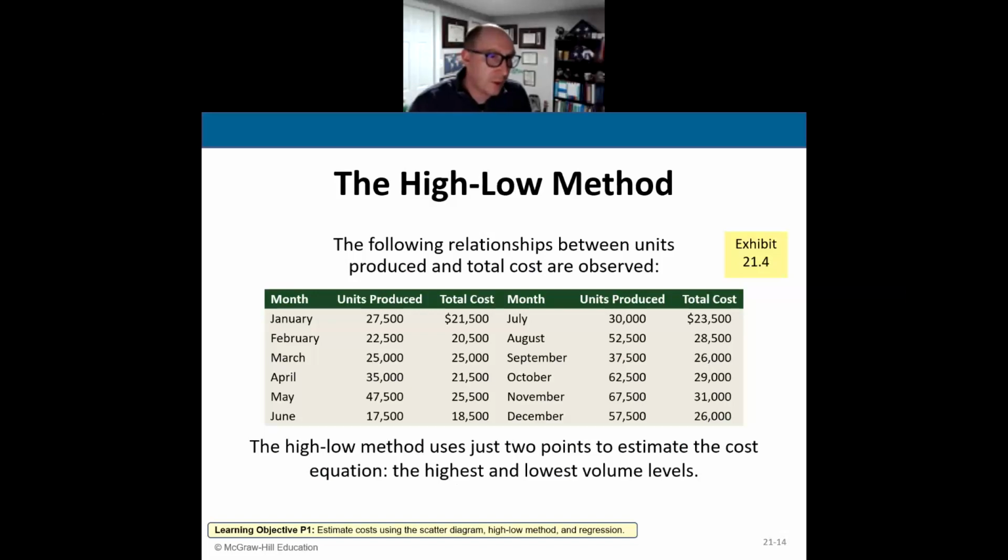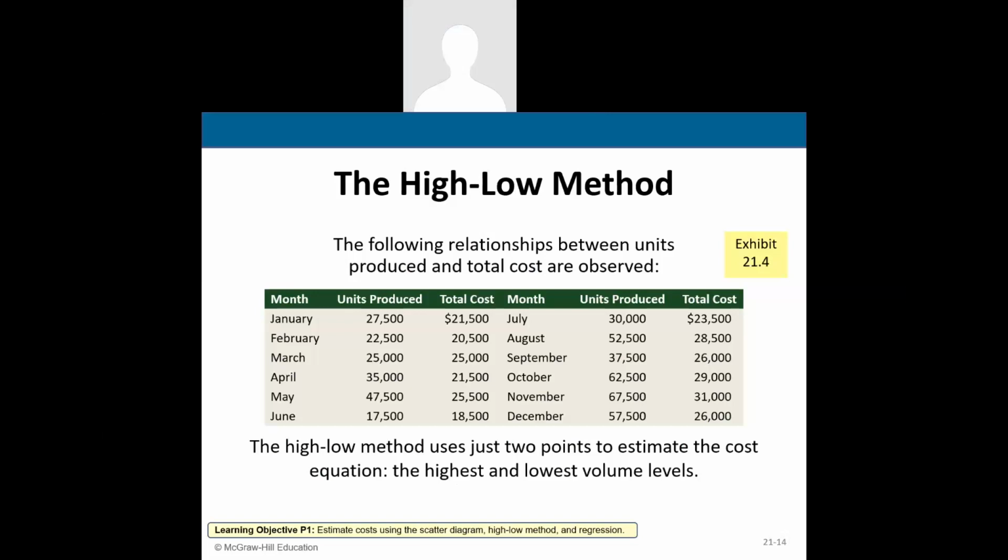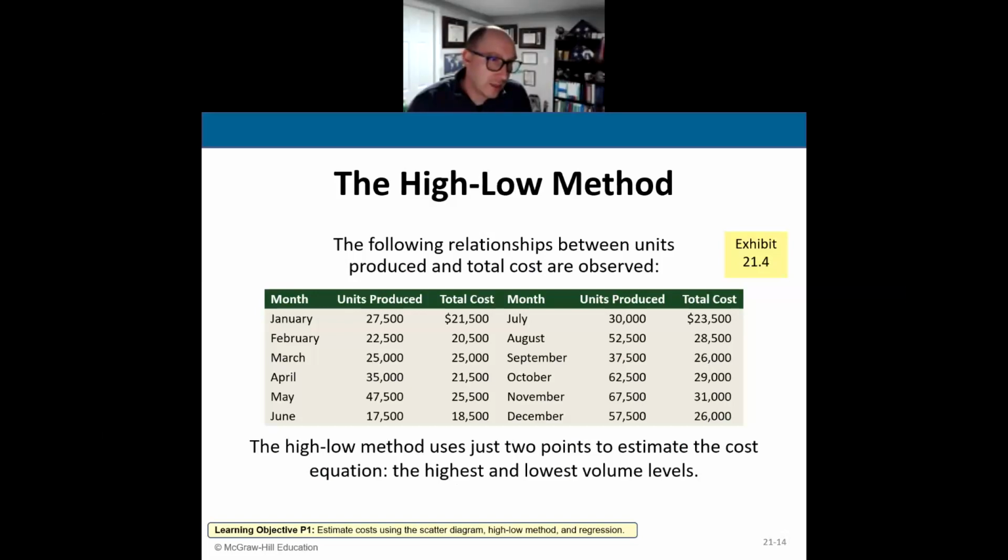And in that highest month, we produced 67,500 units, which is also the highest. So our high is November, 67,500 units, total cost 31,000. Which one's the lowest? Which month represents the lowest? June, correct. June total cost 18,500. Total units produced in the month of June, 17,500. Very well done. So our high is November, our low is June.